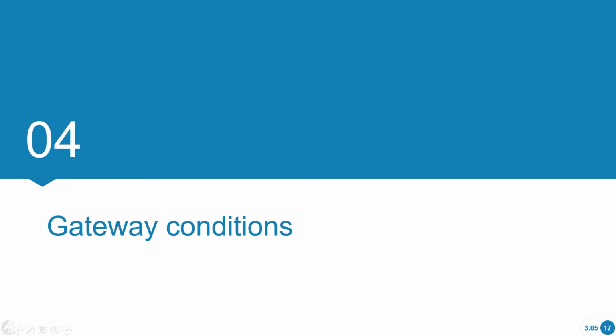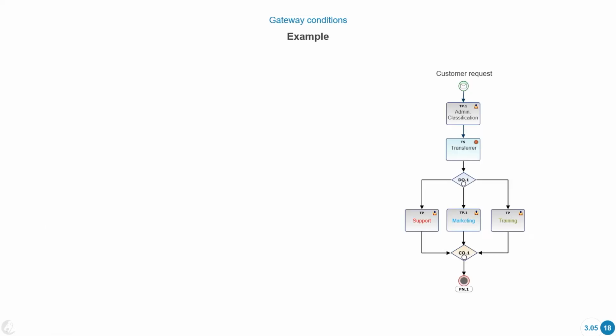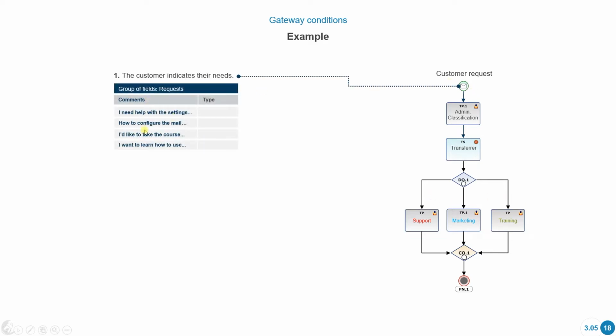Gateway conditions. Here we can see an example of a class of process that needs to manage different tasks, the lines of a group of fields, based on their content. And we want to move the flow in one direction or another based on the content of these containers. So first of all, here we have a customer request where they add different requests to a group of fields and they indicate the type.